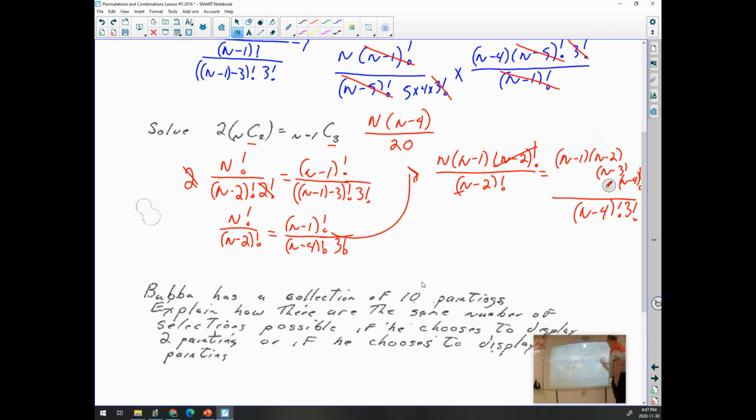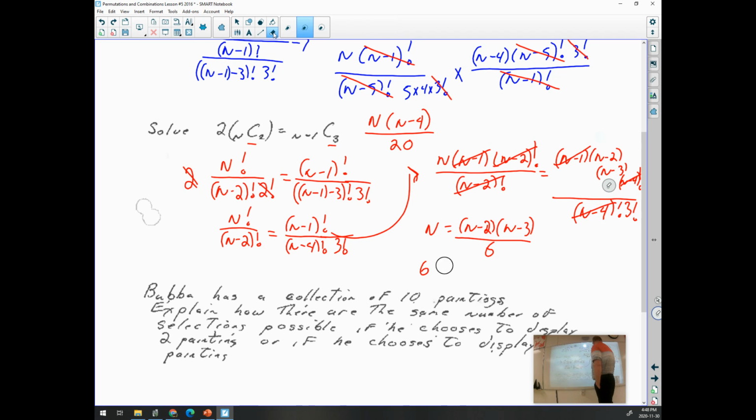So that guy's crossed off, that guy's crossed off. This one's crossed off with that one. This n minus 1 is crossed off with this n minus 1. They're in the numerator on both sides. They'll cancel. That leaves us with a formula n is equal to n minus 1, n minus 2, n minus 3 over 6. So bring my 6 over.